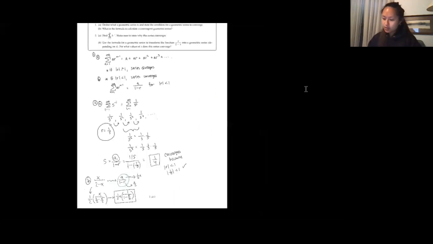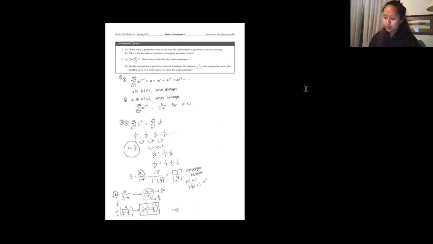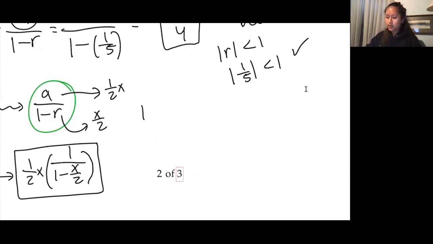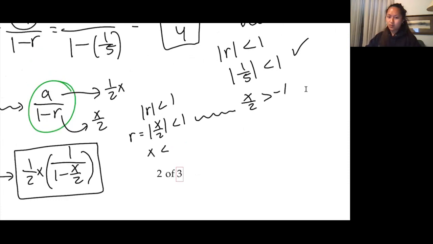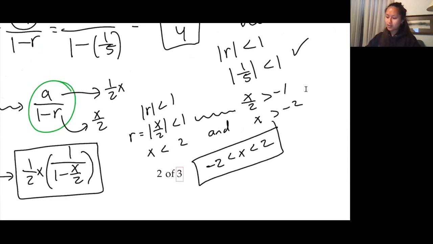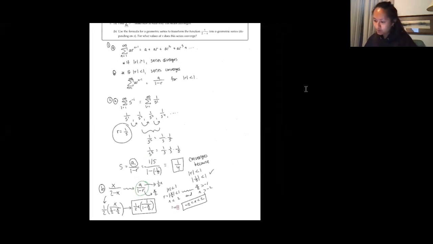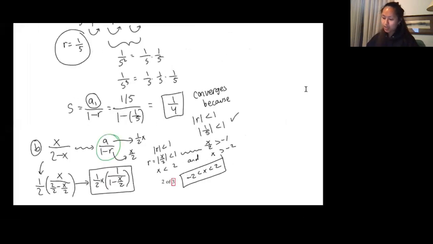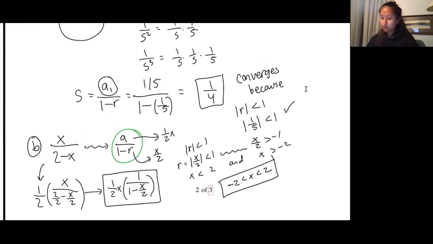And then to figure out for what values of x the series converges, we know that the absolute value of r must be less than 1, and we know that r is equal to x over 2. So this must be less than 1, and then you have to do the other half of the inequality, x over 2 greater than -1, and you solve both sides. So that means x would be less than 2, and here x would be greater than -2, and then you combine those to write -2 is less than x, which is less than 2. So this means that in order for this series to converge, x must be in between 2 and -2.